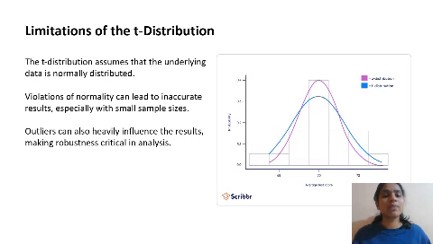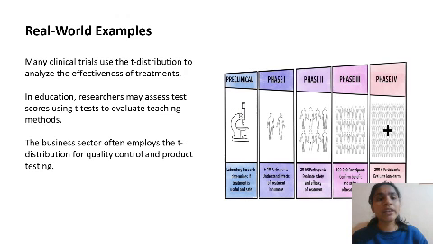Real world examples. Many clinical trials use the t-distribution to analyze the effectiveness of treatments. In education research, many assess test scores using the t-test to evaluate teaching methods. The business sector often employs the t-distribution for quality control and product testing.